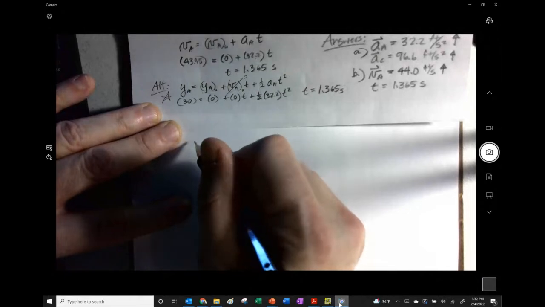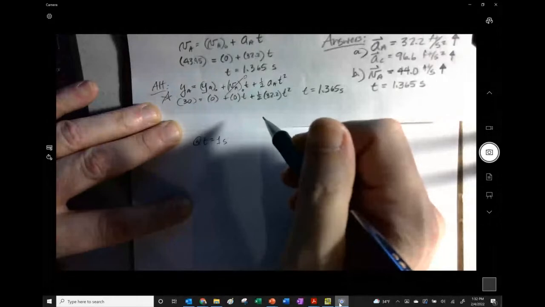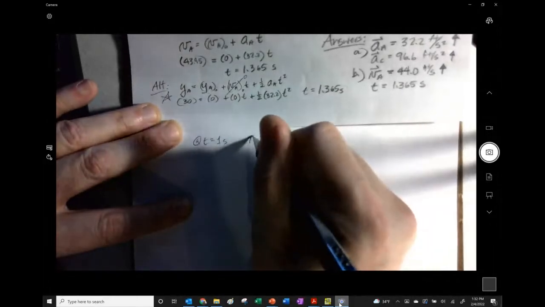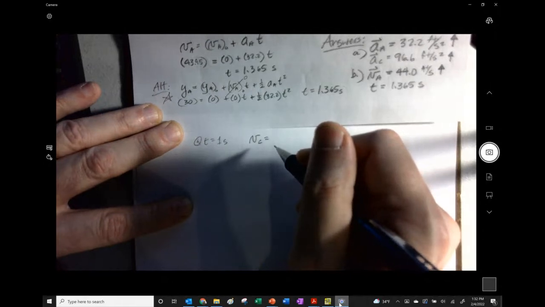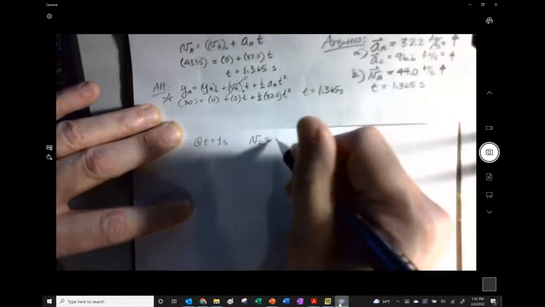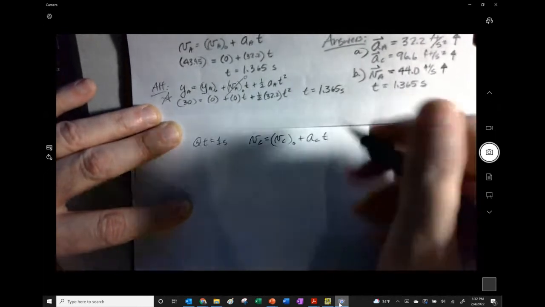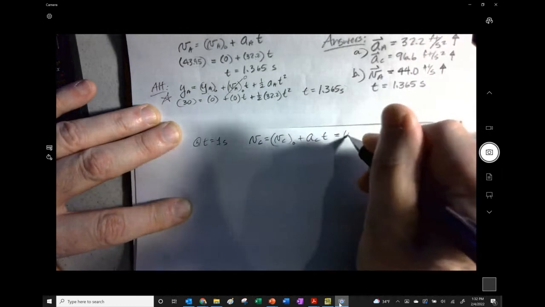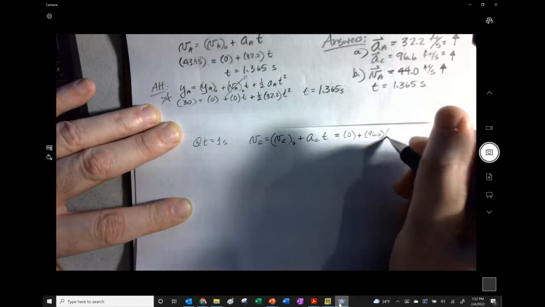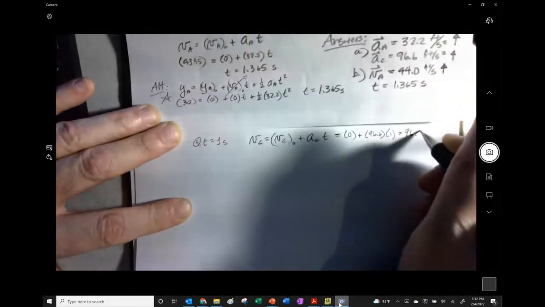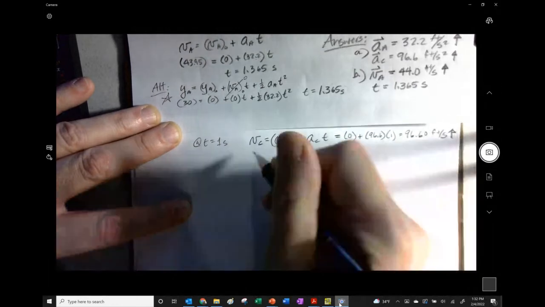Let's see. So we want to have t equal to 1 second, right here, so that's going to be a pretty simple one. We would say that VC, and it's going upwards, we decided VC was going upwards, is going to be VC0 plus acceleration of C times t. So that's just going to be 0 plus 96.6 times 1. Spoiler alert, 96.6 feet per second, and that's going up.